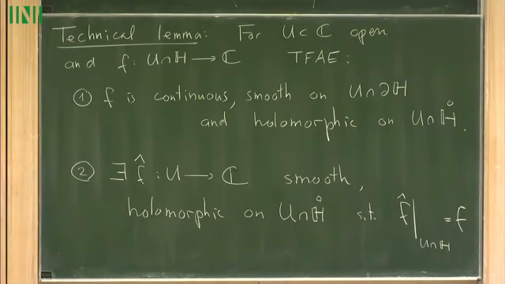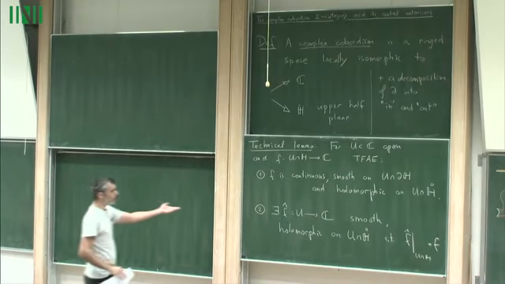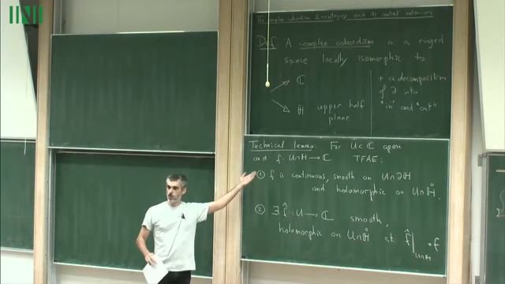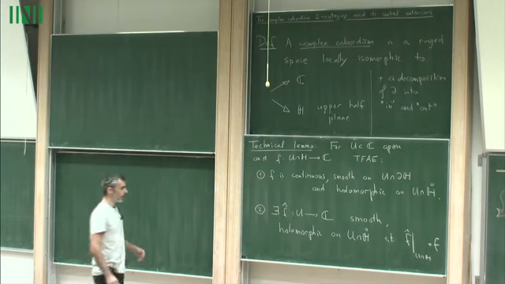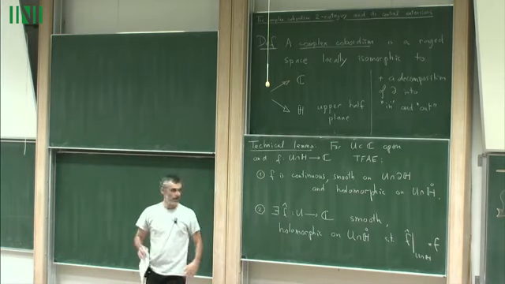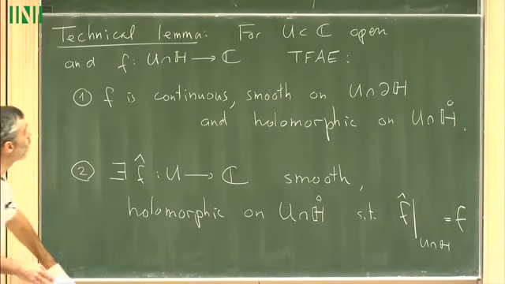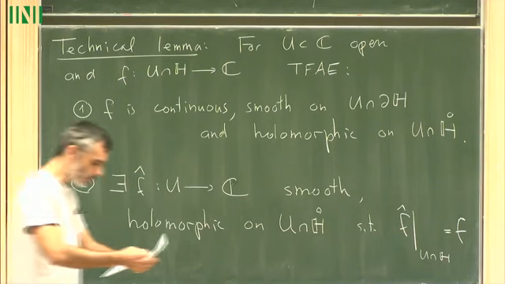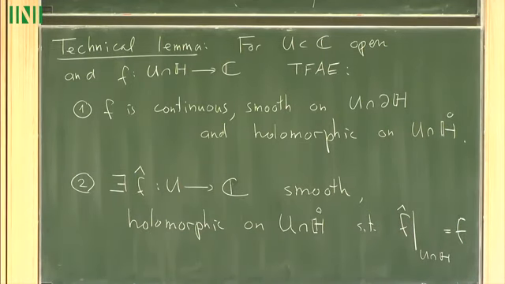So this technical lemma is an indication that this notion is a good notion, because those two characterizations look like they maybe aren't the same, but actually they are the same. So it's enough to be continuous and smooth on the boundary in order to be the restriction of a smooth function everywhere. Okay, so that's the sheaf I put on the upper half plane, and therefore that completes that definition.